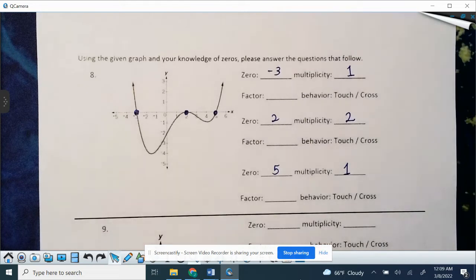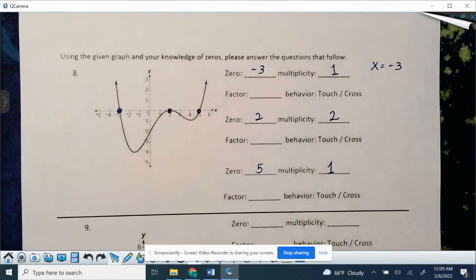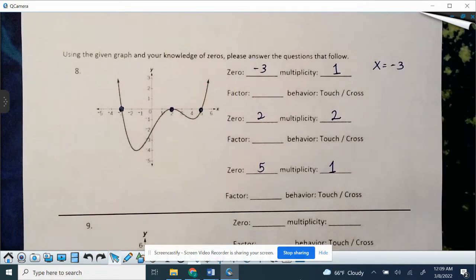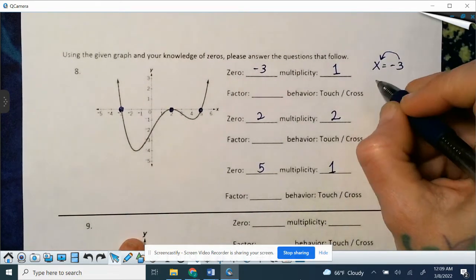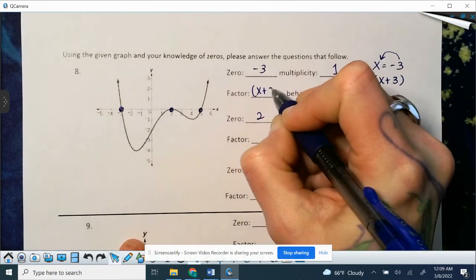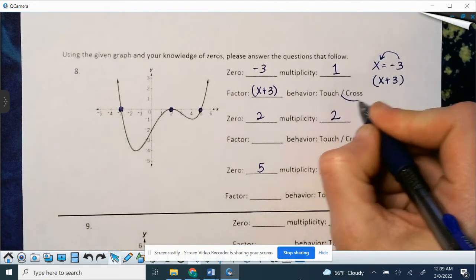Now, your factor, remember, so if my zero is negative 3, so x equals negative 3, I want to get it back onto one side and set it equal to 0, because at this point we already solved for x. So I'm going to move that 3 back over, which means I'm going to add it. So my factor is going to be x plus 3. And our behavior, since the multiplicity is 1, it did cross through.